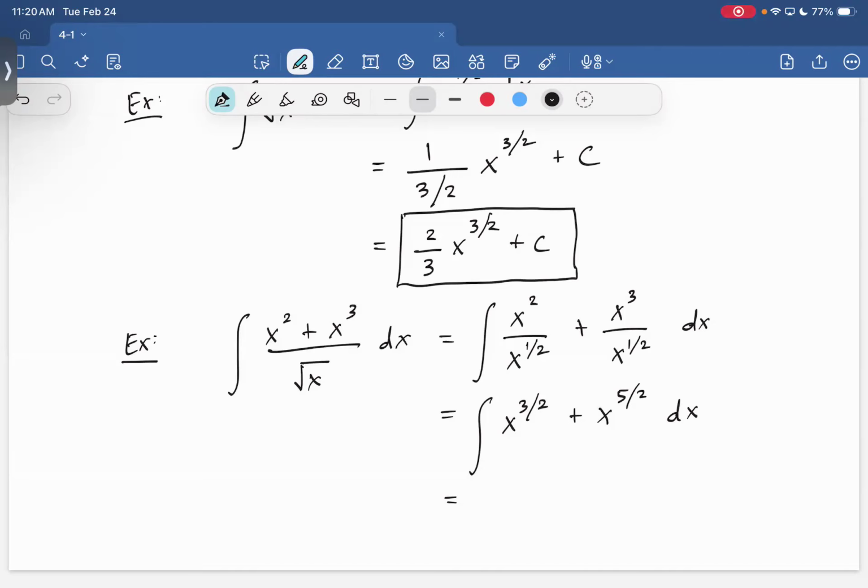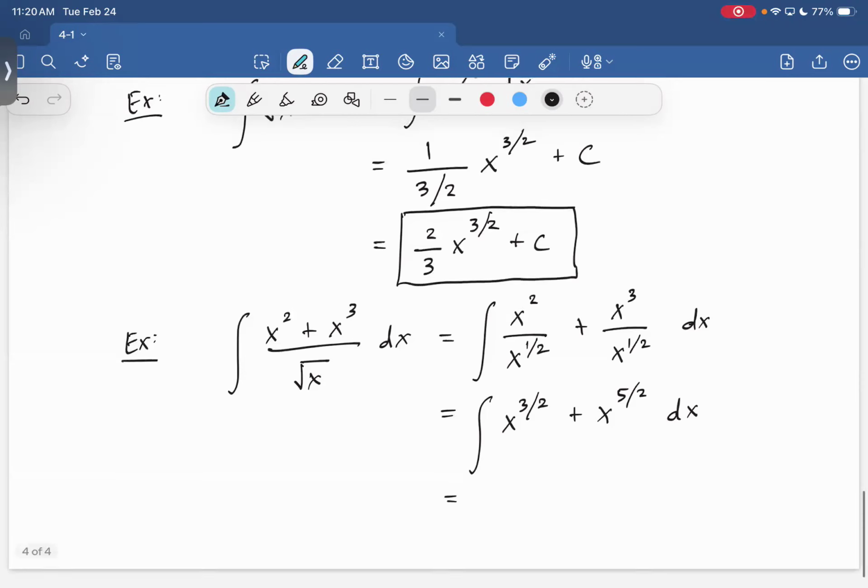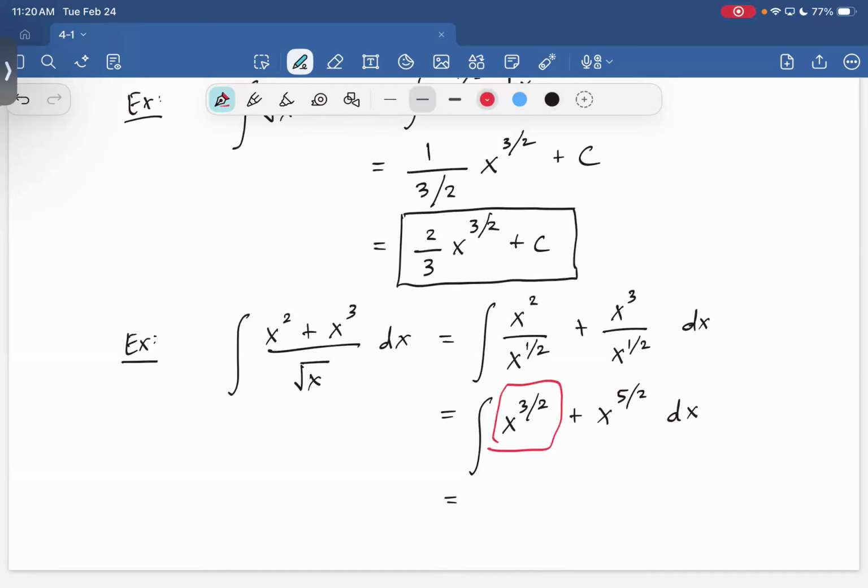All right, what is the integral of x to the 3/2? 2/5 x to the power of 5/2. No, 5/2. That's good. Okay, how do we get that? So we do 3/2 plus 1, which gives us 5/2, and then we flip it. So take the reciprocal and bring that in front.